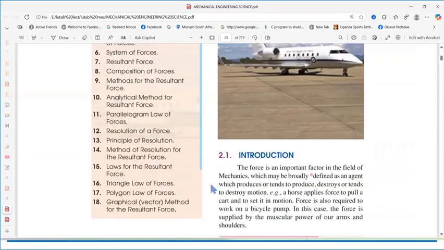So we need to define what a force is. A force is a very important factor in the field of mechanics, and you can define it as an agent which produces or tends to produce or destroy or tends to destroy motion. Okay? So it is an agent which tends to produce or destroy motion. That is a force.